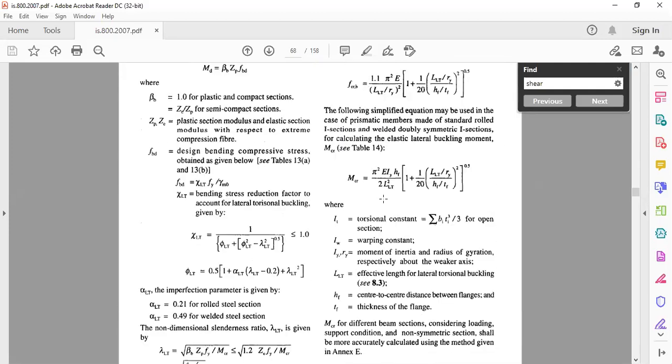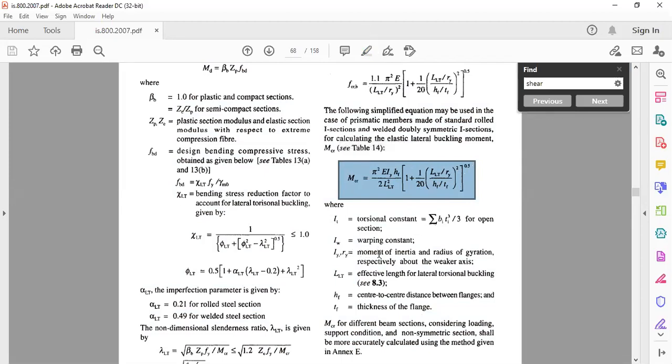So this is the formula we are going to use. MCR is equal to pi squared EIy into hf divided by 2 LLT the whole square, into the square root of 1 plus 1 by 20 into LLT divided by ry divided by hf divided by tf, the whole squared, the whole power 0.5. Okay, so this is the formula we are going to use.